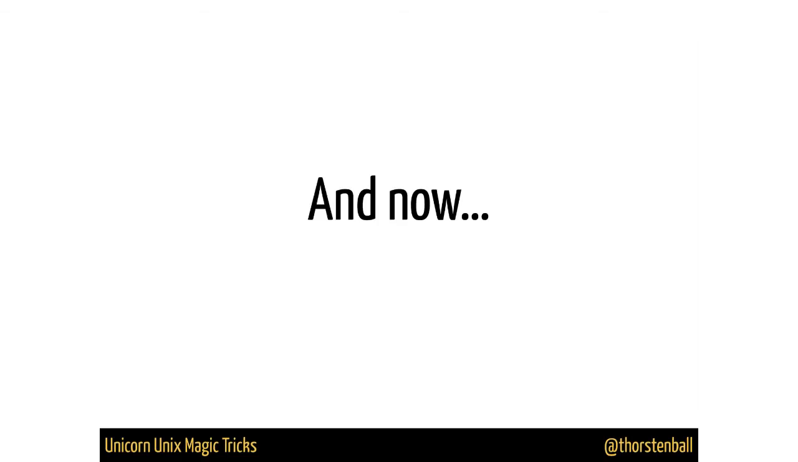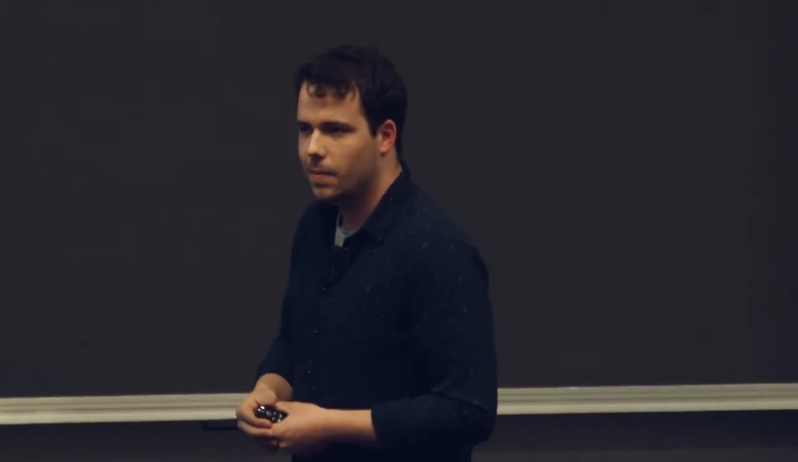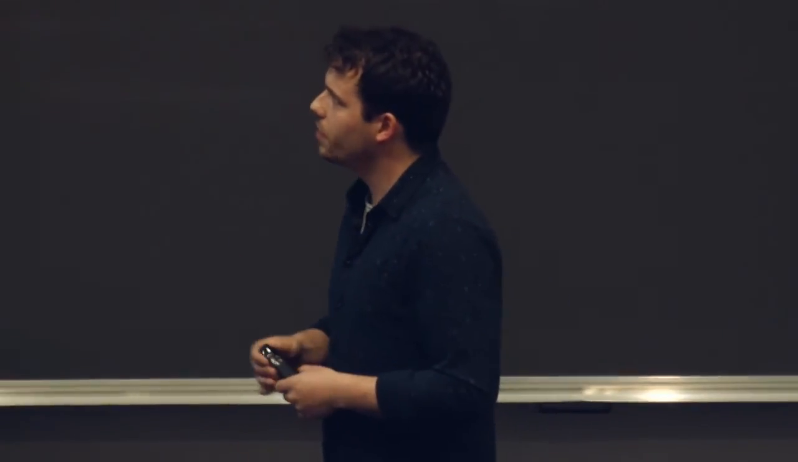But now to my favorite feature of Unicorn, hot reloading. As I said, some people call it zero downtime deployments, rolling restart, hot swapping, and so on. Unicorn calls it hot reload, and it allows us to spawn off a new master process with the whole own set of worker processes with the new version of our application while the old one is still running. And as you can see, the parent process of the new master process is the old master process. So how does this work?